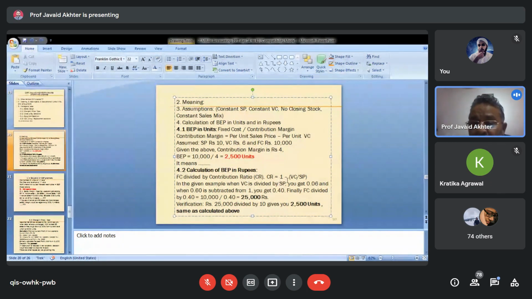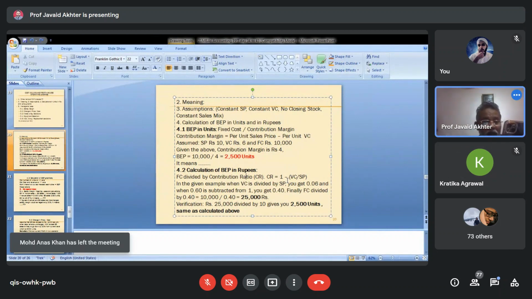And what is contribution ratio? 1 minus variable cost upon sales. 1 minus variable cost upon selling price, correct?